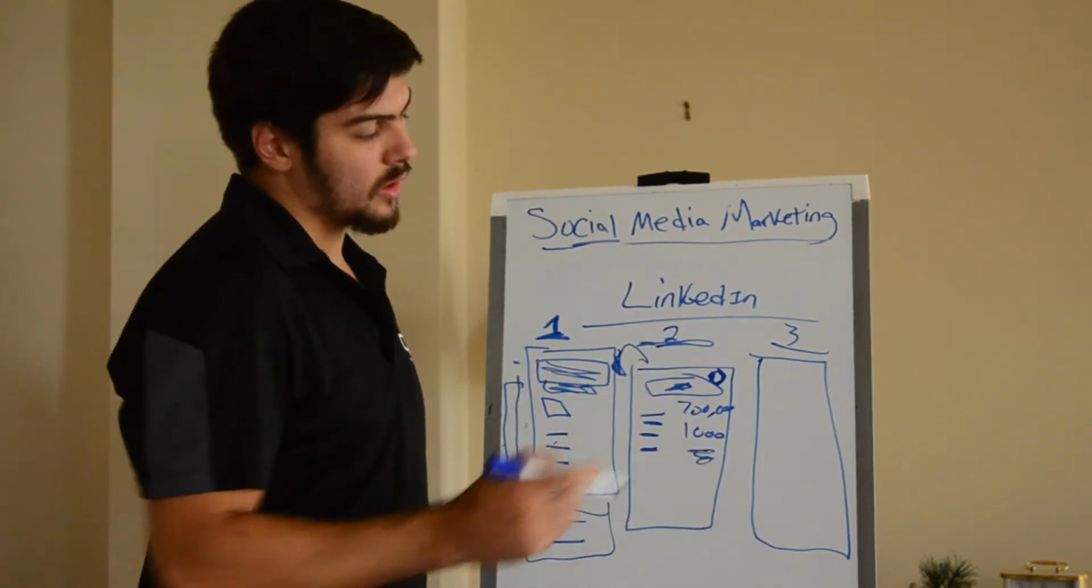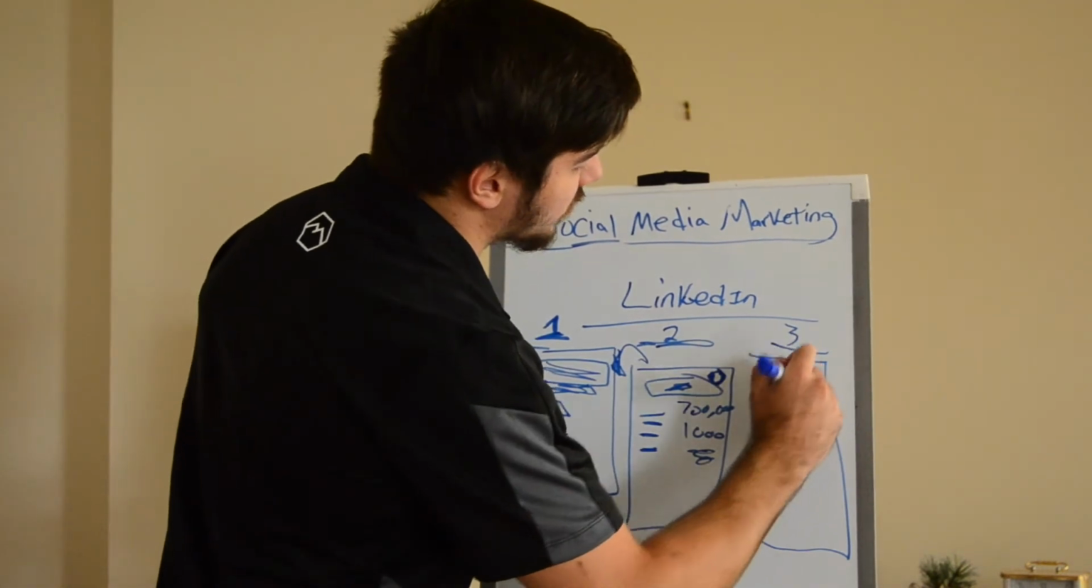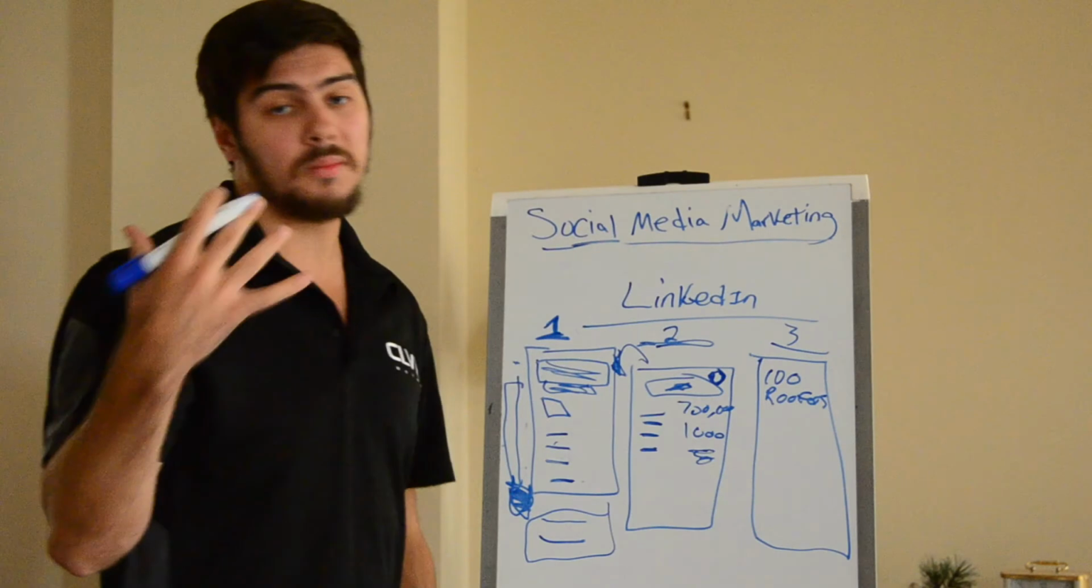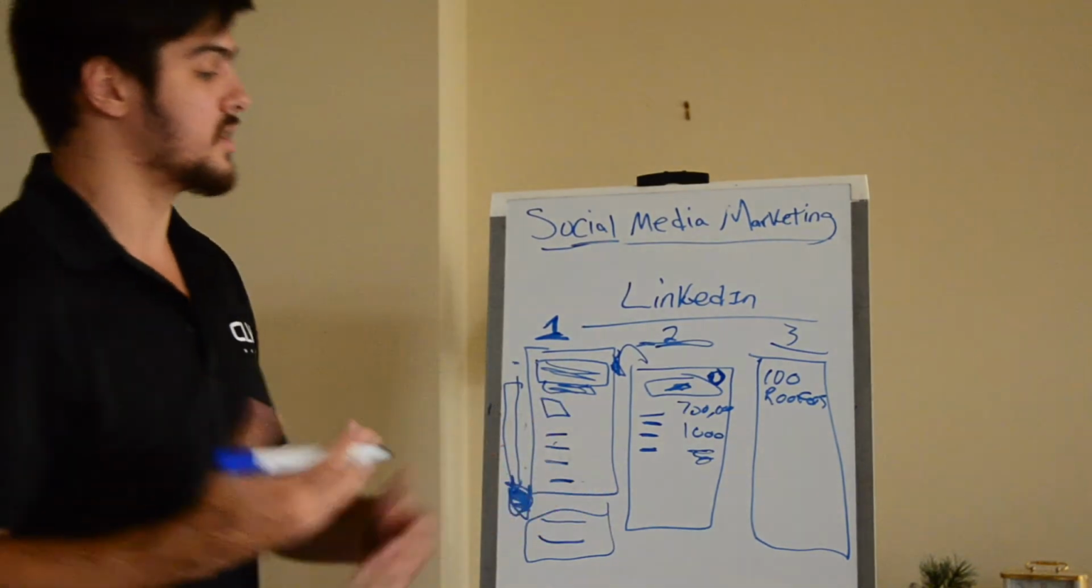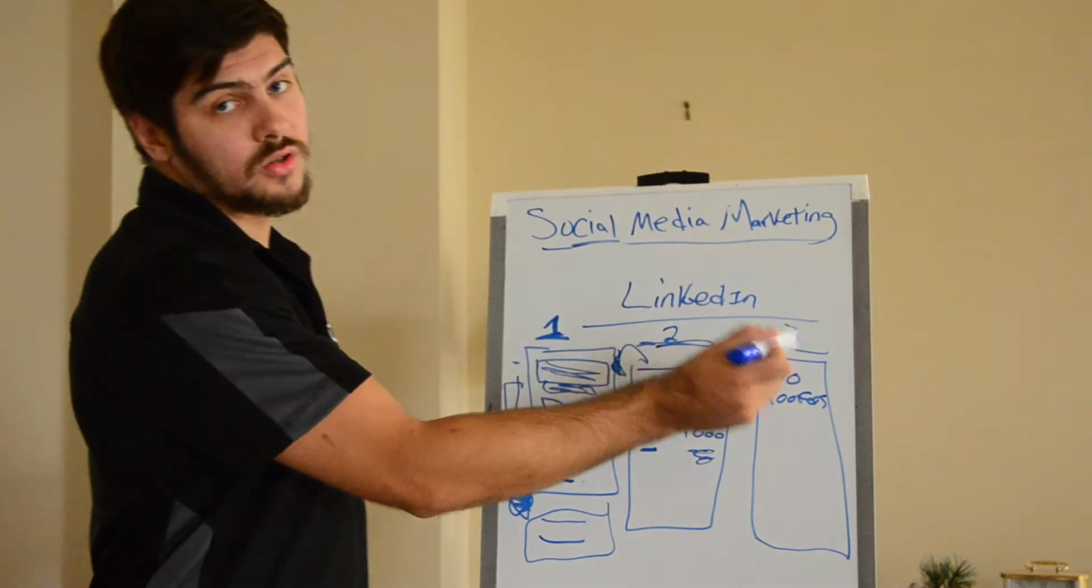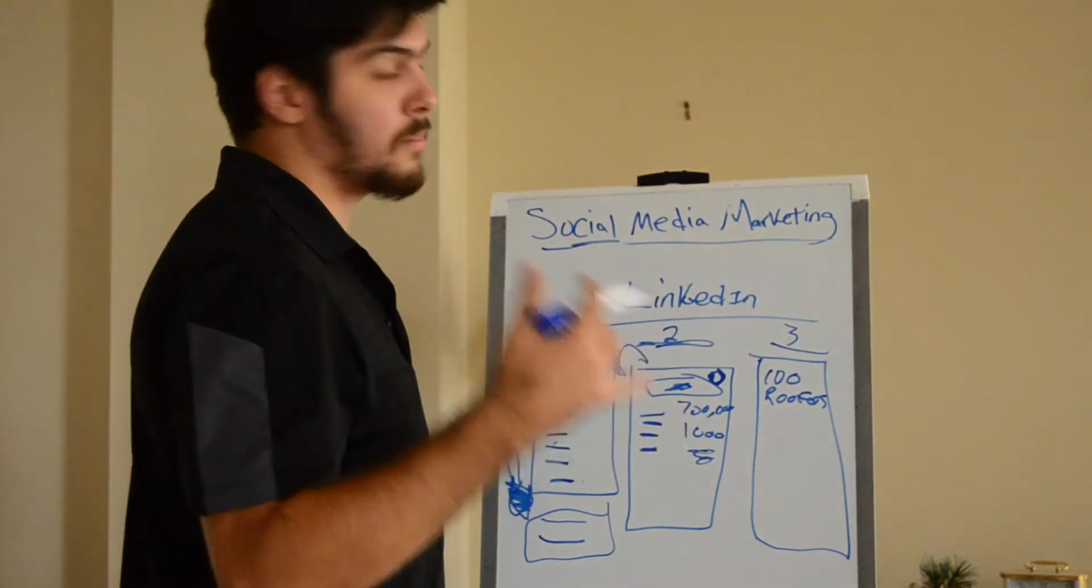So one, we're going to want to start connecting with 100 roofers a day. If we're going after roofers, start connecting with 100 roofers, and you can use automated tools, like I said, to automate this process. So one, we're going to connect with 100 roofers a day. Every single one of those roofers who connects with us, we're going to send them a welcome message.